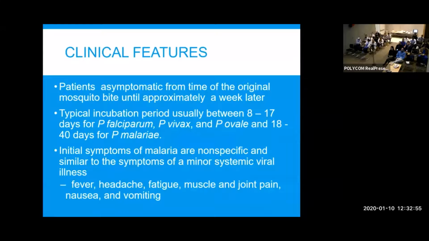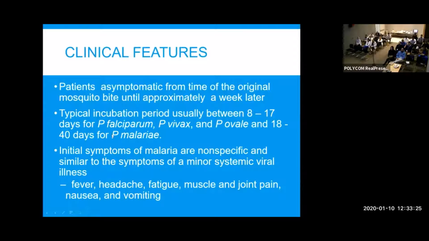So what are the clinical features? Nothing that you don't know, just have to go through them here. Remember that it takes a week. The incubation period for falciparum is a week. So the patient is asymptomatic from the time of exposure up until a week later, and sometimes even 10 days later. For falciparum, vivax, and ovale, it's about a week, sometimes up to 2 weeks, even 17 days.